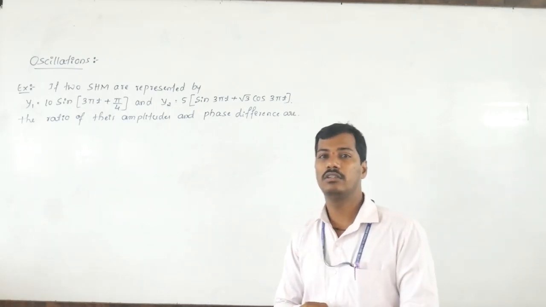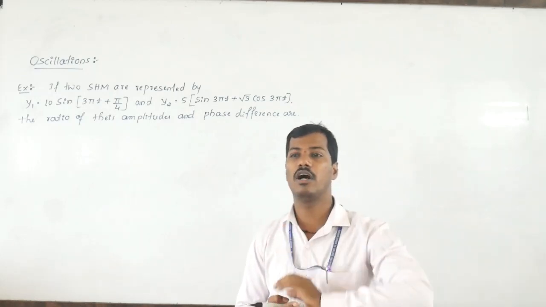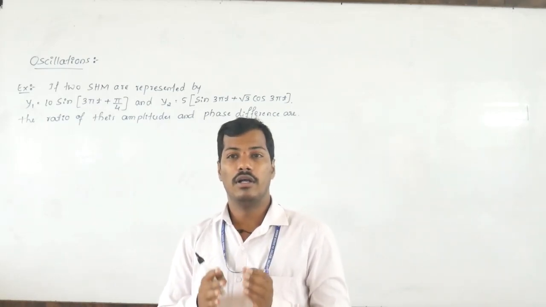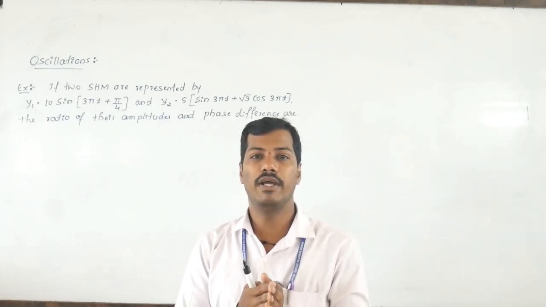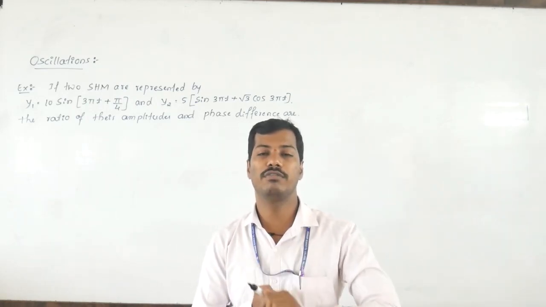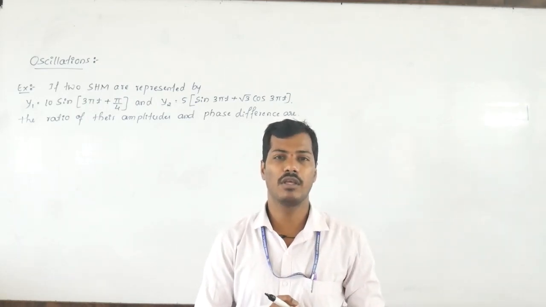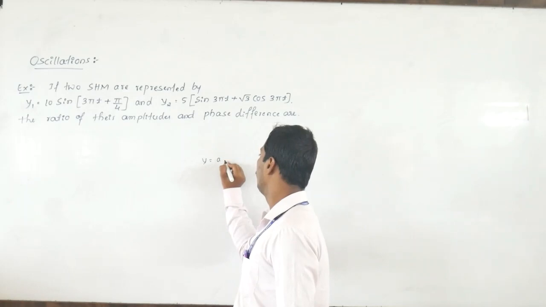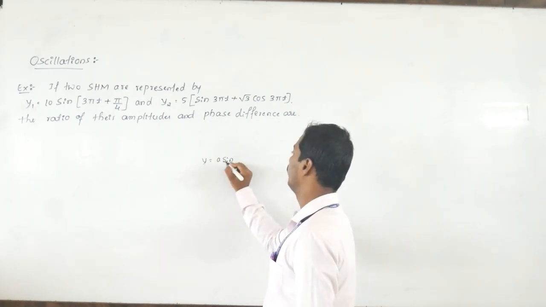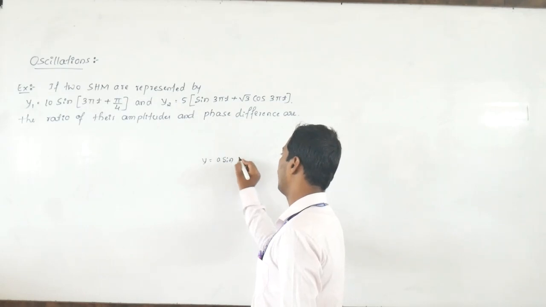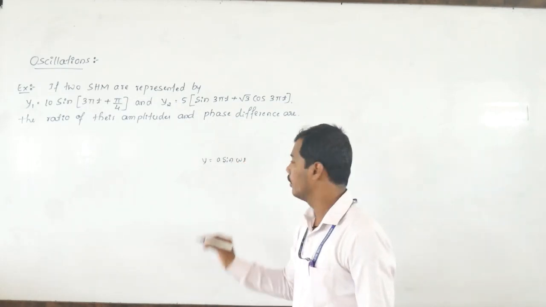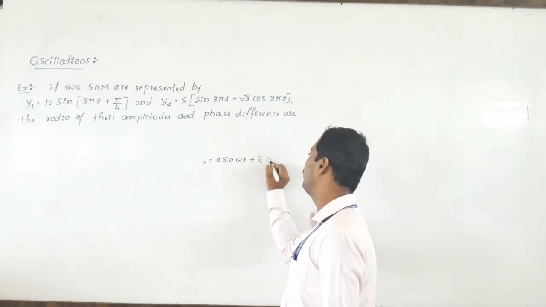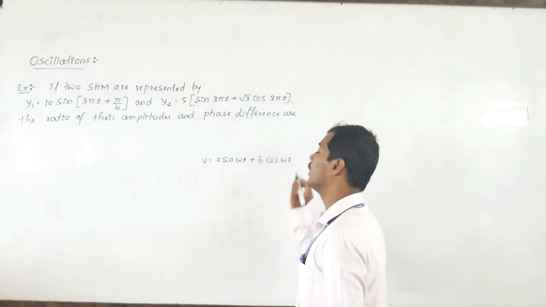In the last class, we studied acceleration and the combination of harmonic functions. What is the equation of the displacement when two harmonic functions are in combination? Like y equals a sin(omega t plus phi naught) plus b cos(omega t).